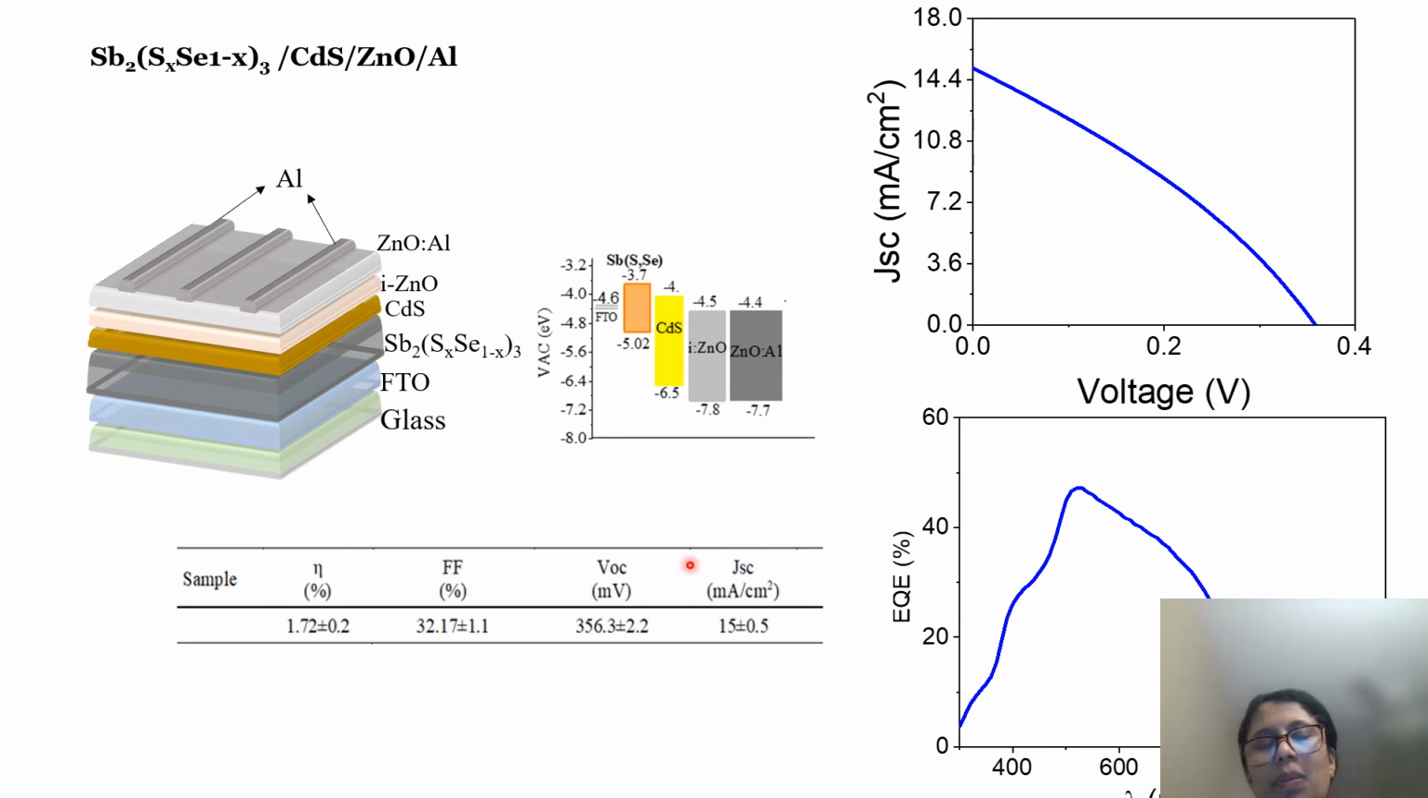We developed a solar cell based on this material, which has to be further improved. Here the cadmium sulfide is deposited by the chemical bath method, and the antimony sulfoselenide by electrodeposition. In this case, the efficiency we received was up to 1.7%, which needs, of course, further improvement.